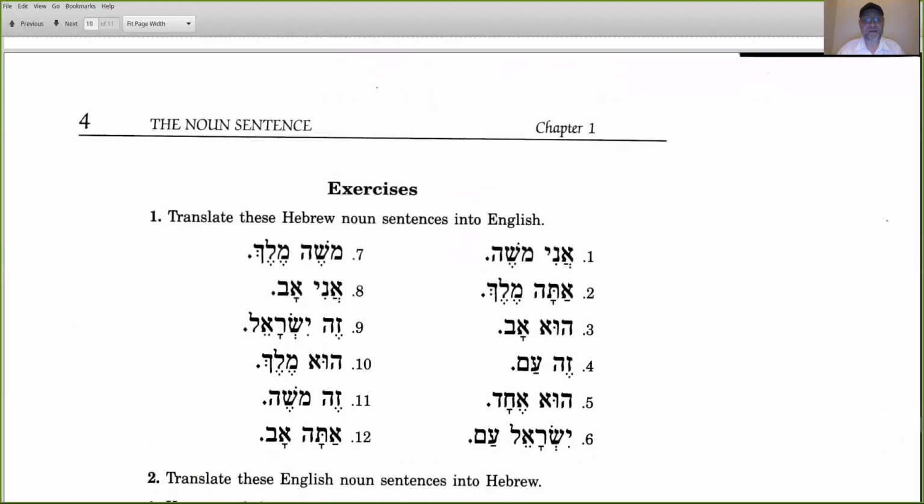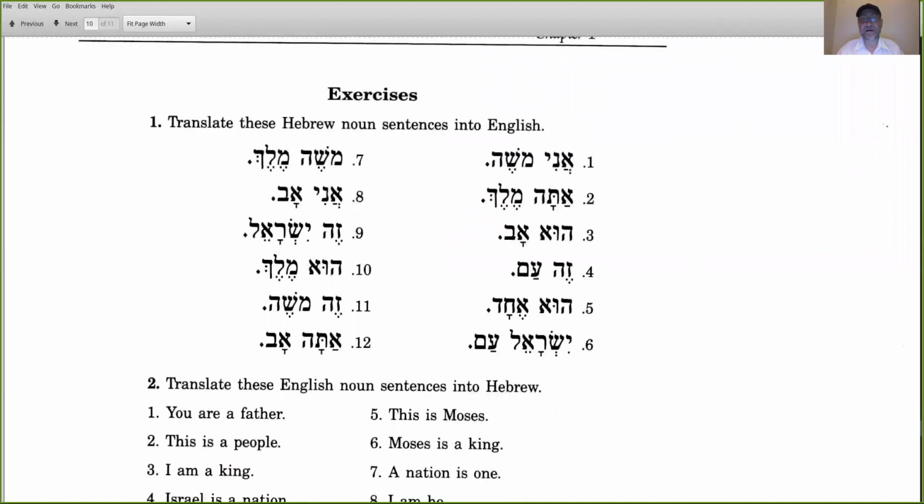Okay, so let's look at our exercises here. When I give these exercises to you in class, this can be used as a guide to make sure that you have gotten them right, but also to refresh your memory. So what we're doing here is we're translating these Hebrew noun sentences into English.